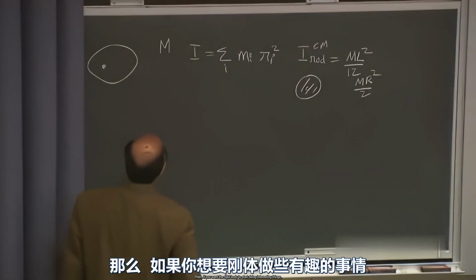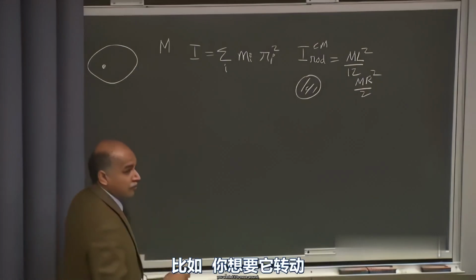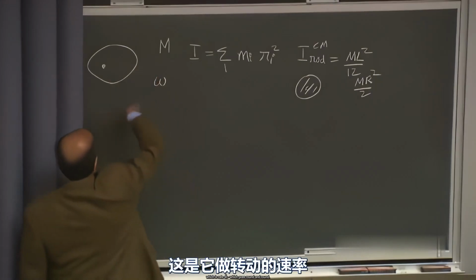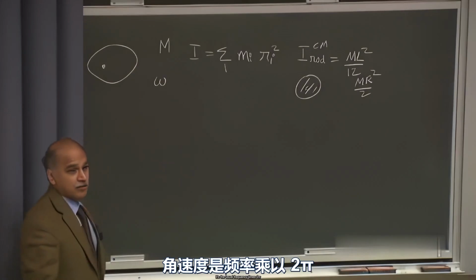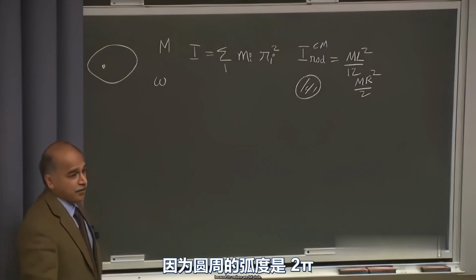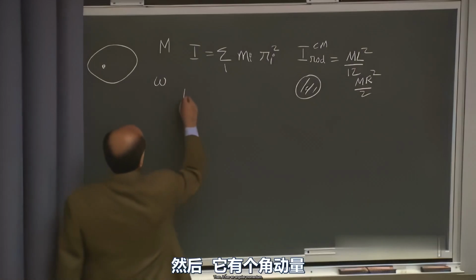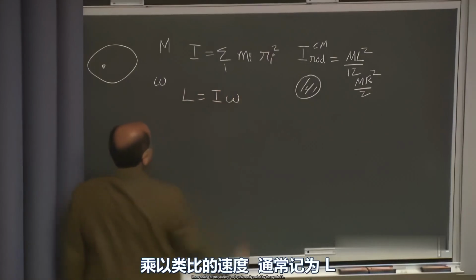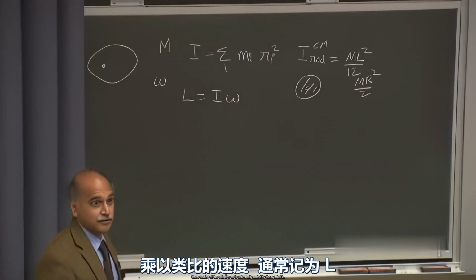Okay, then if you want the rigid body to start doing interesting things, you want it to move around, it'll have an angular velocity omega, which is the rate at which it goes round and round. It's the usual frequency times 2 pi, because 2 pi radians are a full circle. Then it has an angular momentum, which is the analog of the mass times the analog of the velocity, which is universally denoted by the symbol L.